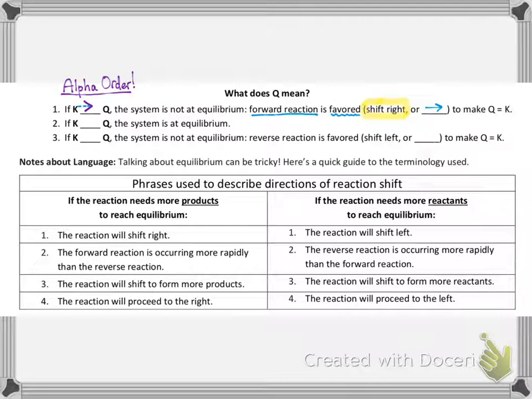So when we use the phrase shifting right, the reaction is going to shift right, that just literally means some of your reactants are going to convert into products. Okay, now of course, if K is equal to Q, then you are at equilibrium and nothing's going to change. And if K is less than Q, well, the system's not at equilibrium and the reverse reaction is favored. And that means the reaction is going to have to shift left, or convert some of its products into reactants, to reach equilibrium and make Q equal K.